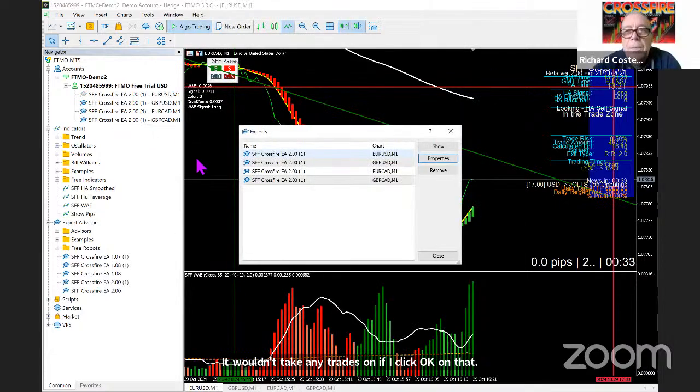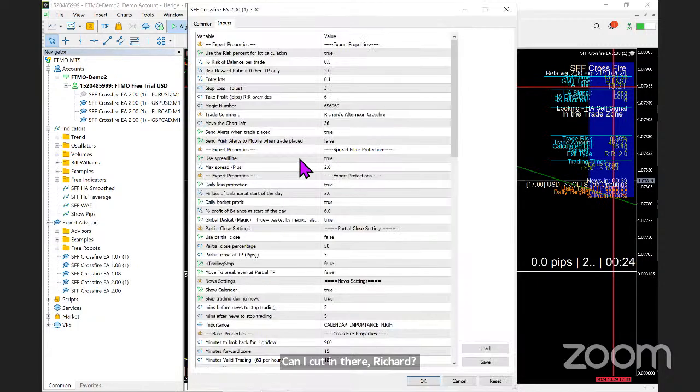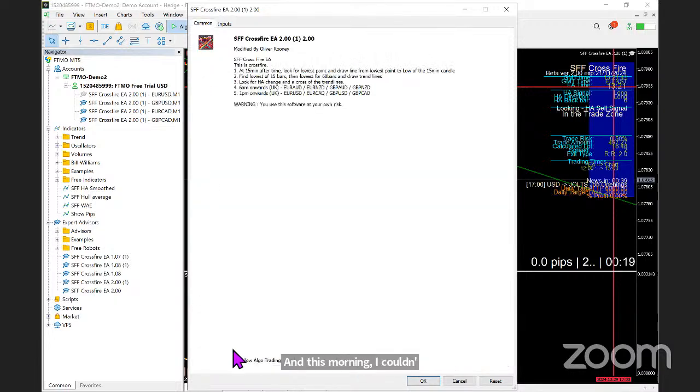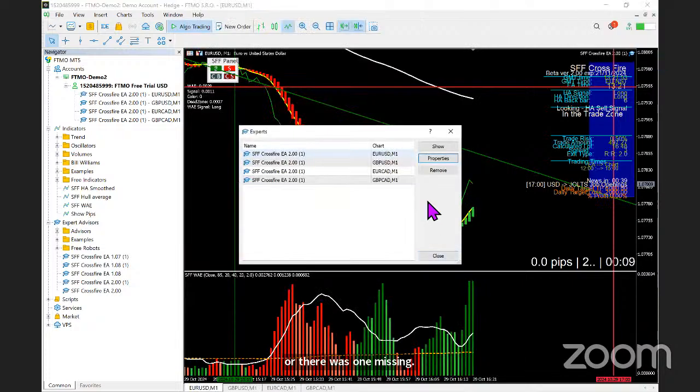So there's... Can I cut in there, Richard? Say again? Can I cut in there, Richard? Yeah. Well, I've got Channel Radar running, right? And this morning I couldn't understand why it wasn't taking any trades. So look, this is out of session. I'm sure I got the latest update, and I checked, and I hadn't. Or there was a 1 missing. Right. So when I changed it, everything was okay again.